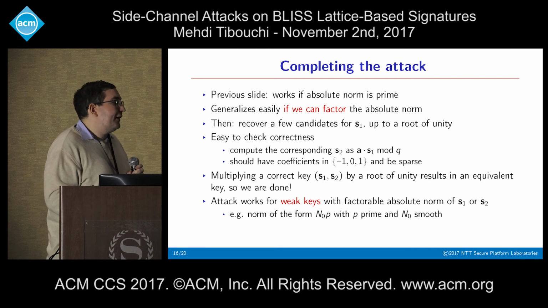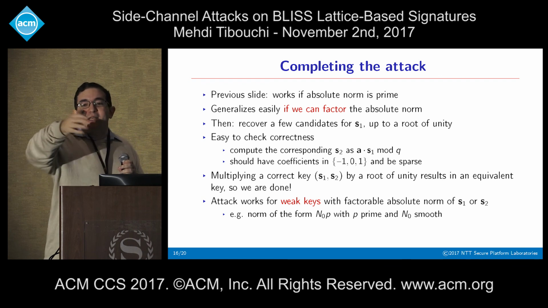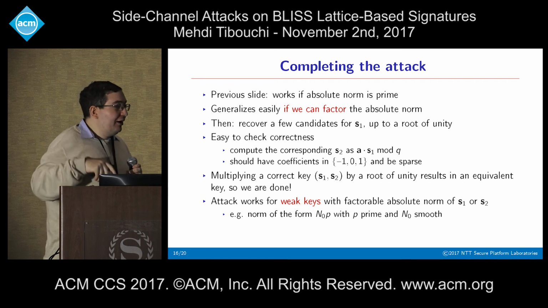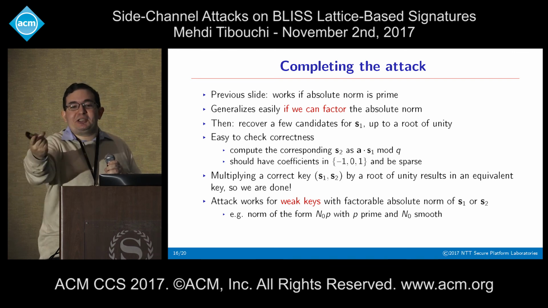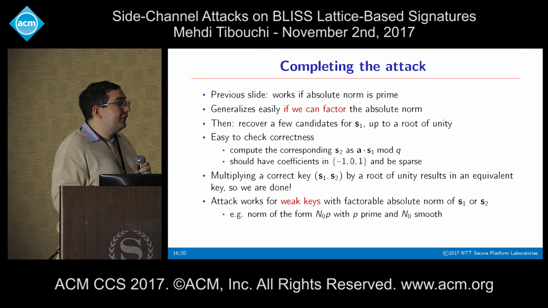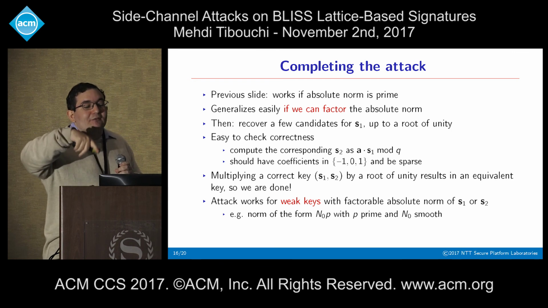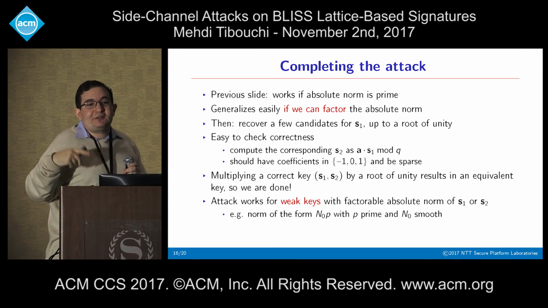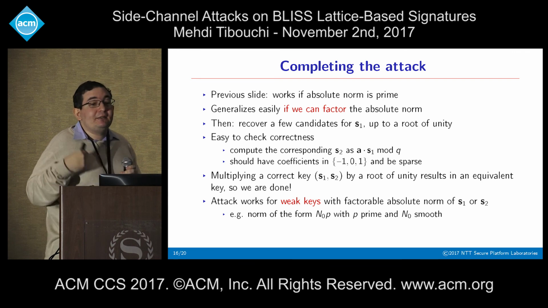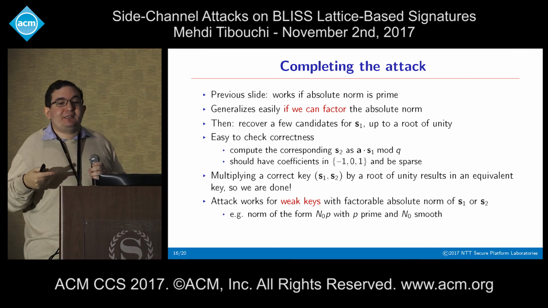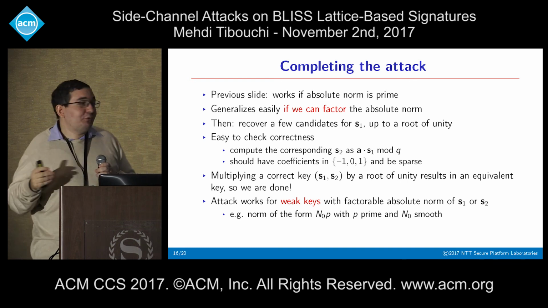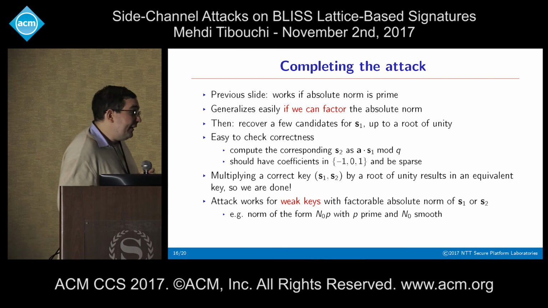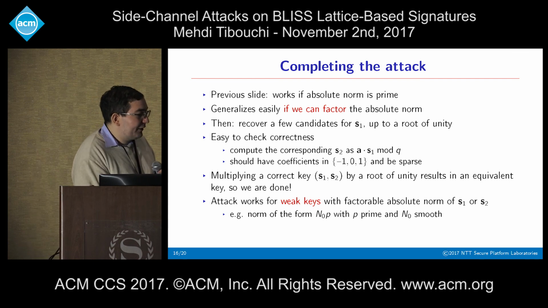So I said that you get it up to multiplication by a root of unity, but it's not a problem. A root of unity is just an element like plus or minus x to the n, and multiplying by that just shifts the coefficients up to sign. So if you multiply S1 and S2 by the same one, you obtain something which is a perfectly equivalent key to the one you started from. So recovering up to a root of unity is just as good as recovering the exact one.